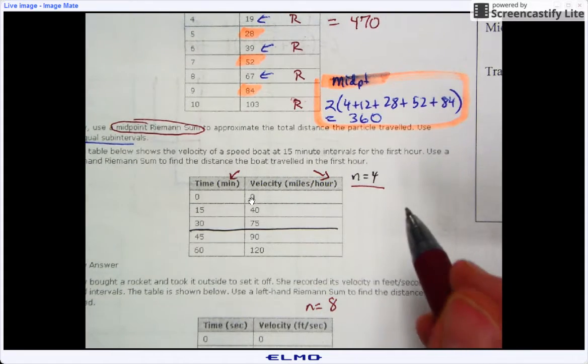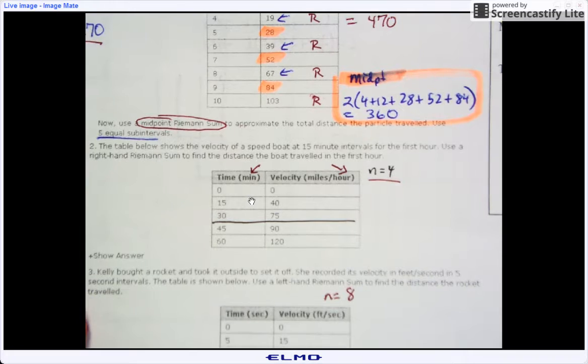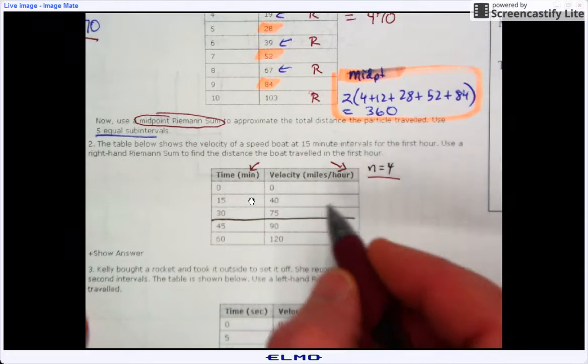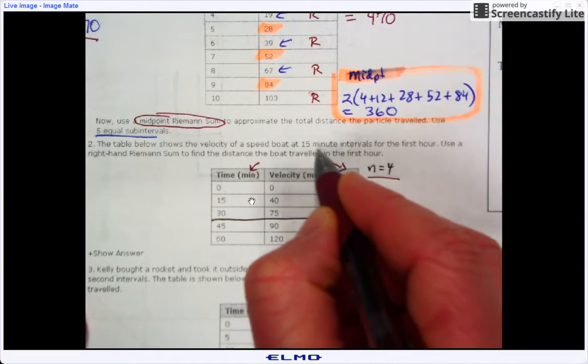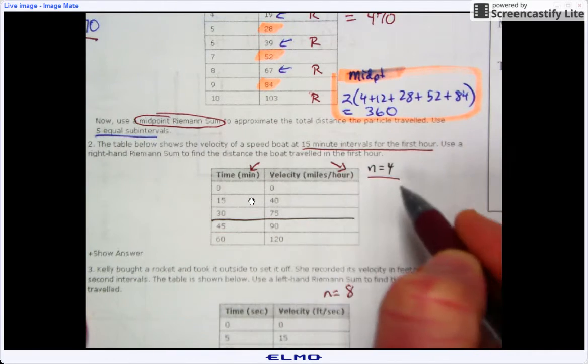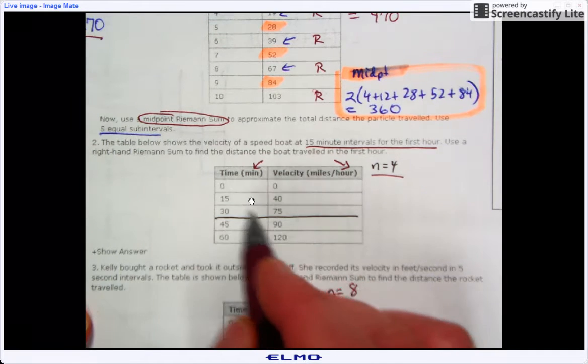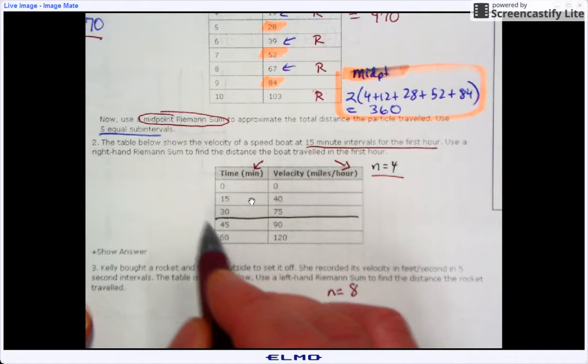Okay, on to this problem. Let's go ahead and work on reading it. The table shows the velocity, the speed, of a boat at 15-minute intervals. For the first hour, use a right-hand Riemann sum to find the distance the boat traveled. So they don't tell you how many intervals, so just use the intervals that they give you as widths.